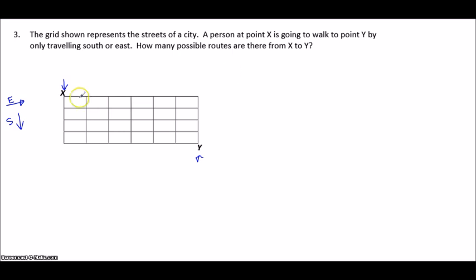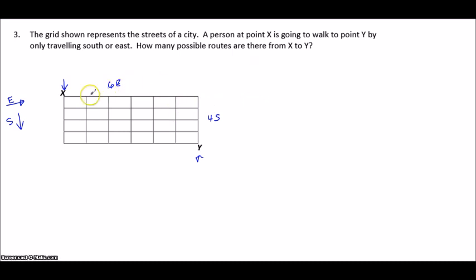And again, I only go south and east. Well, if I do this, I have to go 6 east blocks in order to get here. If I don't go 6 blocks east, I'm never going to get to Y, and I have to go 4 blocks south. And so the way to think of this problem is it's really just a way of rewriting.